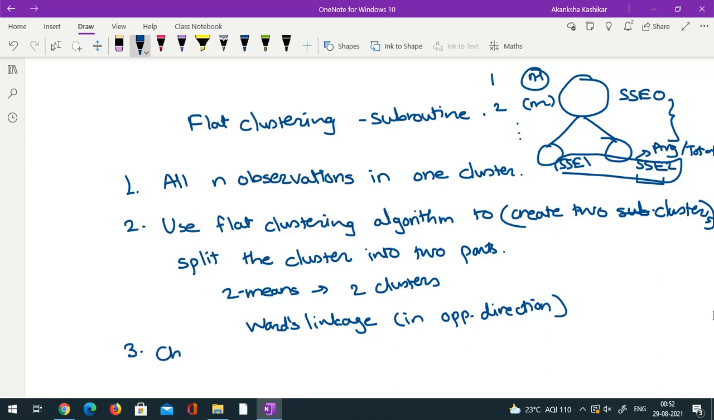So choose one of the new clusters as a candidate for the next split.